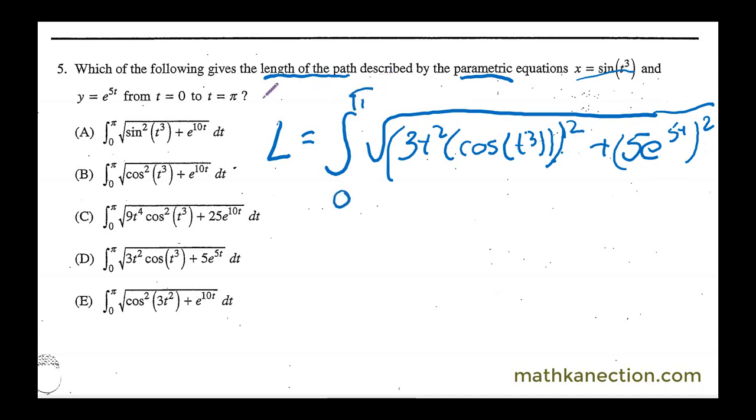So I'm going to start looking at my choices. They all go from 0 to pi. The only one that has that 3t squared squared in it, not A, not B, and I see that right there in C. So I'm going to grab that answer, and that's a quick.